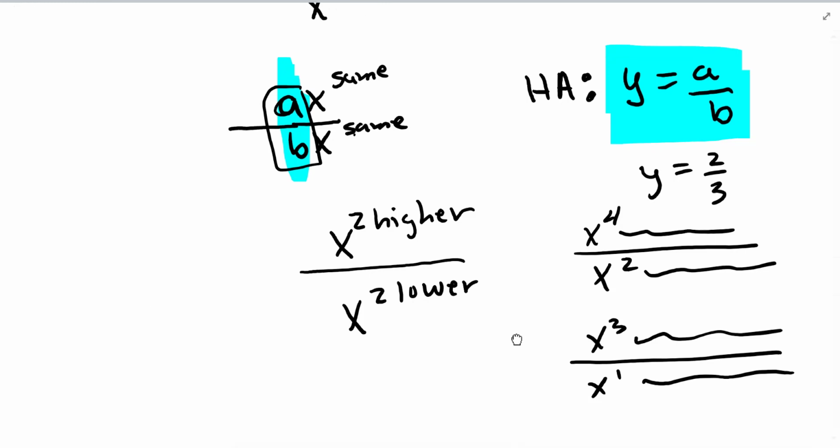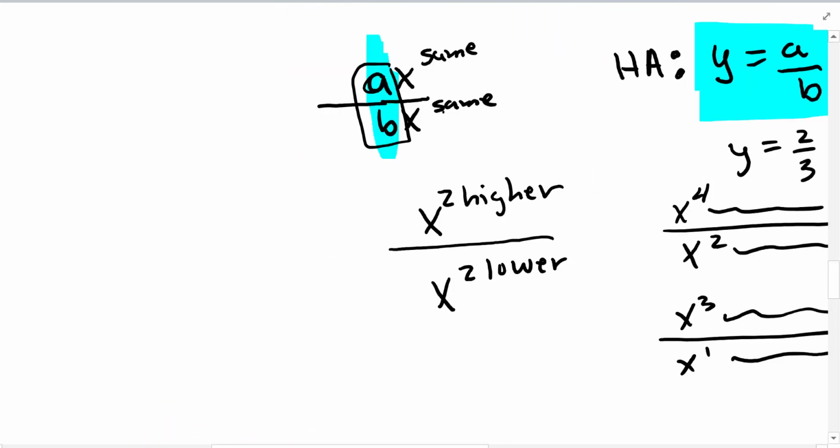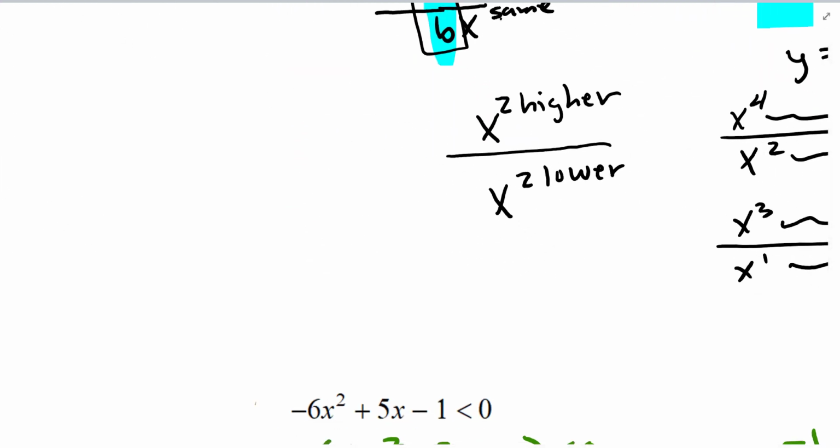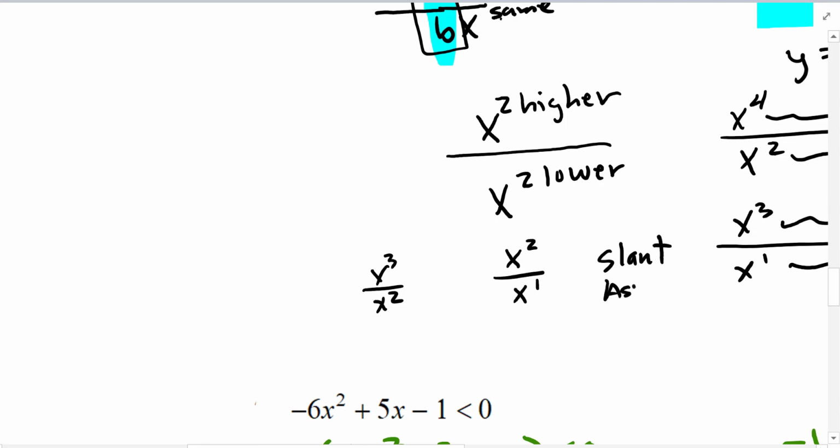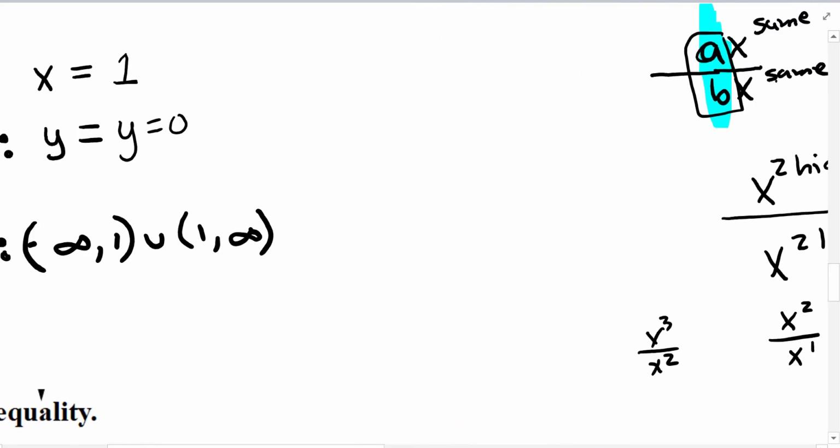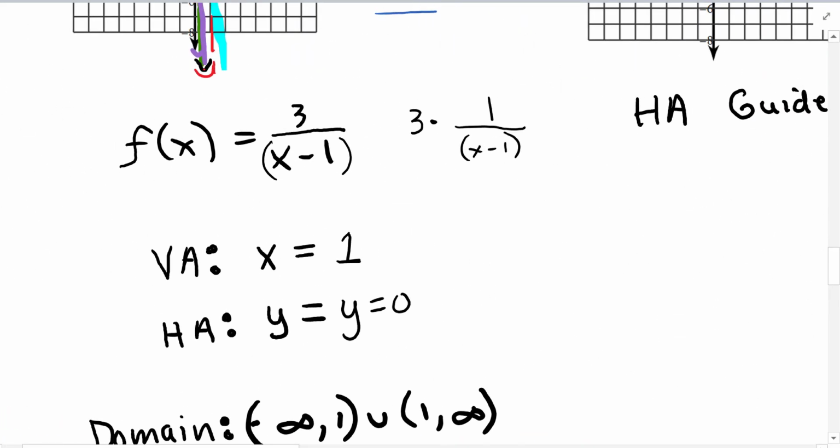And then there's one other. If you have x to the 2nd over x to the 1st, it's just 1 degree higher. So x cubed over x squared. Well, that's where you're going to end up with a slant asymptote, and we'll get to that later. And that's where you have to do long division to figure out the line of the slant and then graph it that way.